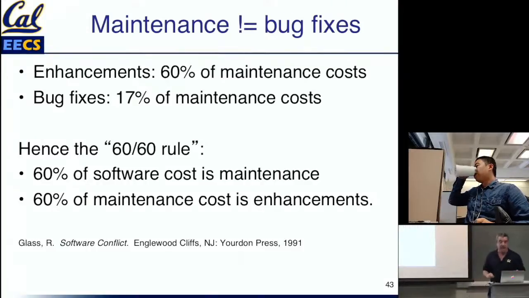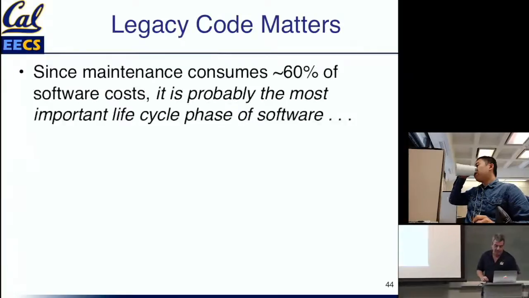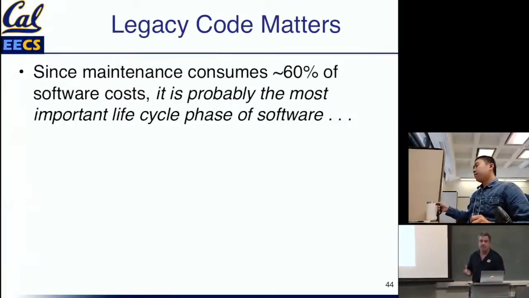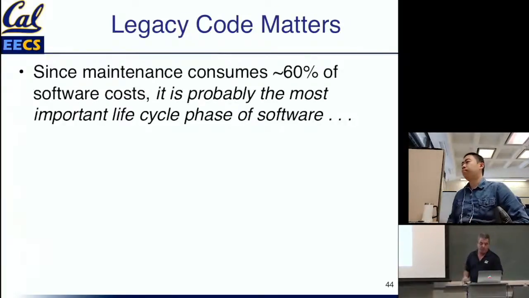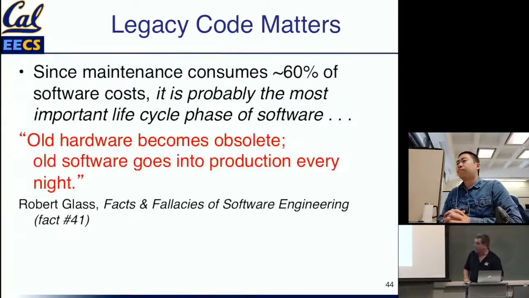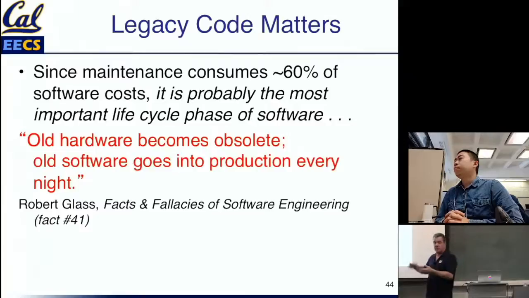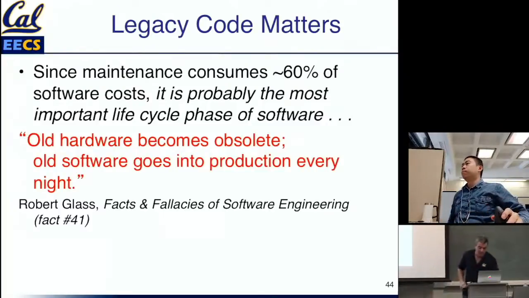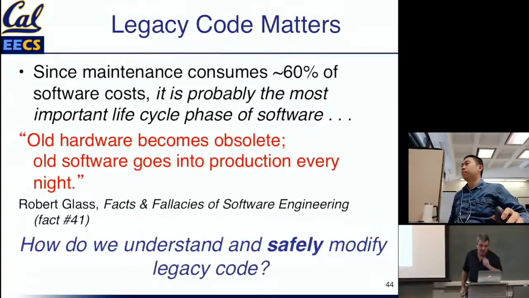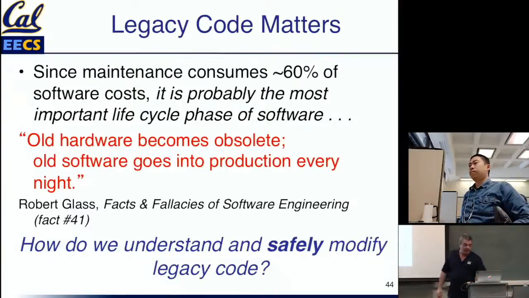So legacy code matters a lot. And I would say that, given how much of the software budget it consumes, it is in some sense the most important lifecycle phase of software. Robert Glass, who has done many of the studies I'm quoting, has this quote: "Old hardware becomes obsolete. Old software goes into production every night," which means we need a way to understand and safely modify old software.